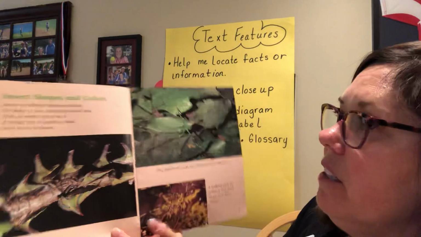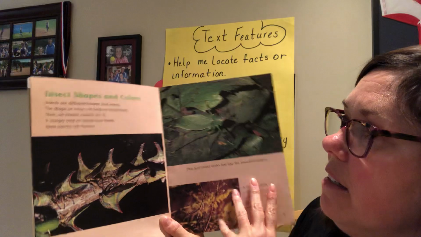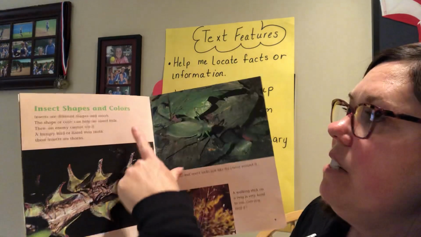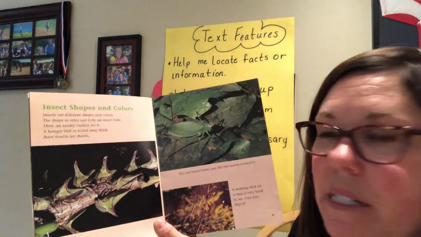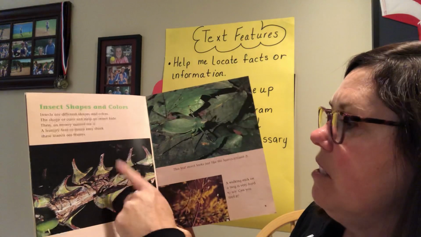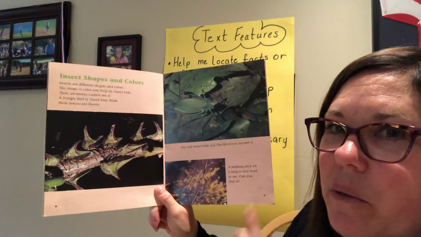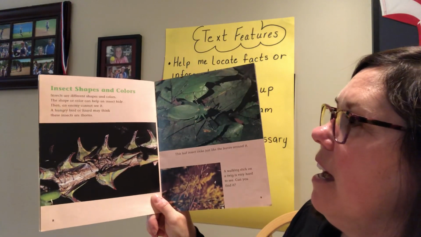Oh, I'm looking. What's something you noticed? Do you see something here that we didn't have on the last page? Here's a heading: insect shapes and colors. Here's our close-ups. I think we've seen this picture before. These are really cool pictures. I want you to look really carefully.